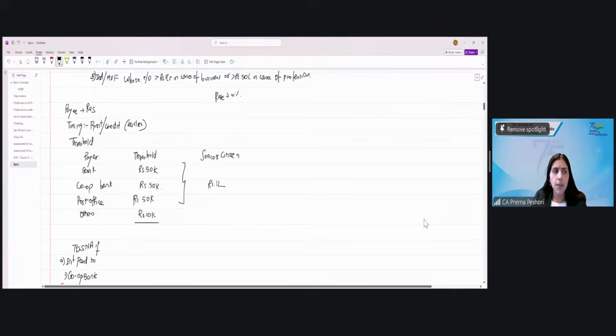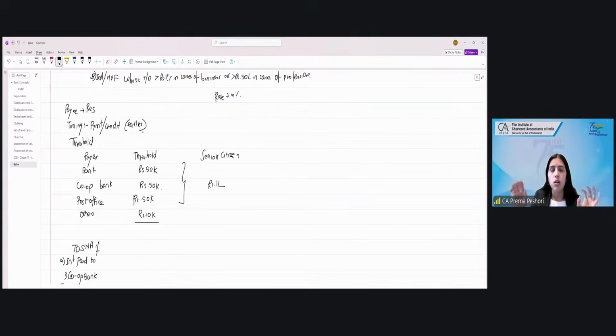So basically, we were on this point of the core banking solution, right? So if the bank has adopted the core banking solution, then each branch does not need to deduct TDS. Otherwise, it has to go on the branch level. Are we clear? Yes or no? Any question? Any doubt?